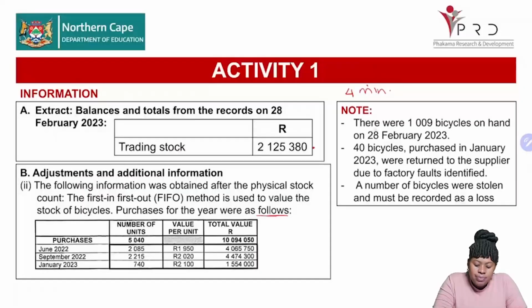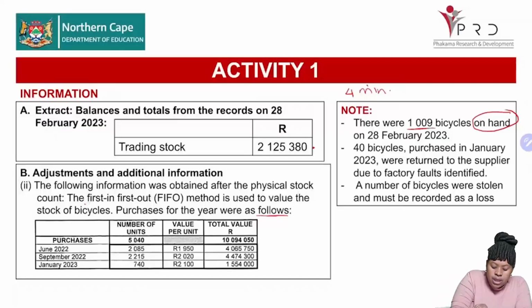So it says there were 1,009 bicycles on hand, and we are interested in our physical stock. We are interested in how much trading stock we actually have on hand, and that is the number of bicycles that are on hand.